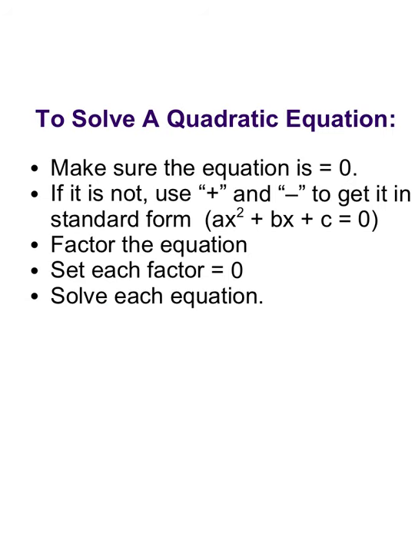So to solve a quadratic equation, what we're going to do is first make sure the equation is set equal to 0. If it is not, you're going to use addition and subtraction to get it in standard form. Standard form always says that the x squared term comes first, the x term comes second, and the plain numbers come third. Then we're going to factor the equation and set each factor equal to 0. Once we set each factor equal to 0, we're going to solve each of our equations.